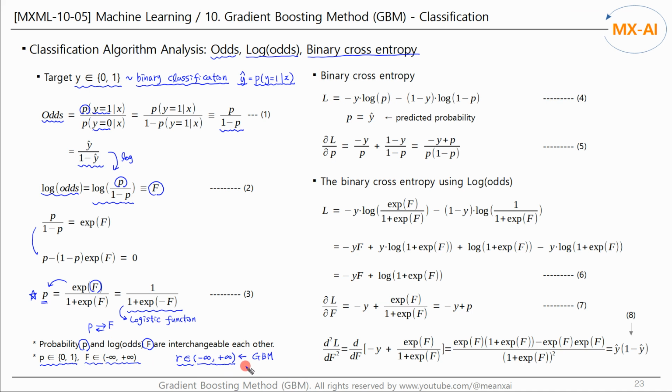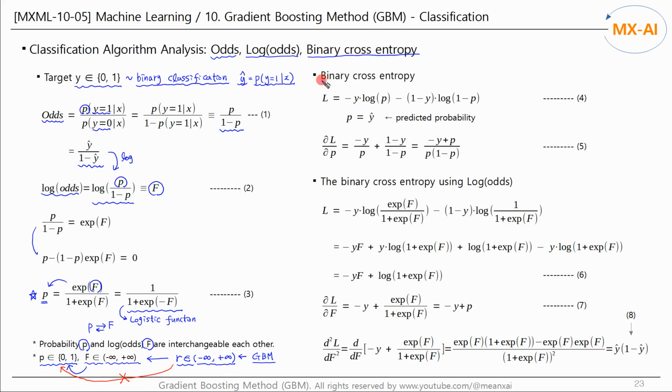GBM classification uses unbounded residual to estimate unbounded f, and uses f to calculate the predicted probability. The reason for doing this is that GBM classification cannot directly estimate the probability, bounded to 0 and 1, using the unbounded residual. This is a similar idea to logistic regression.